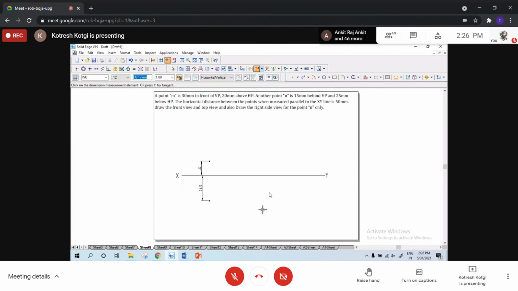You see what is this distance? How much it should be? The top view. 30 mm. 30. Now I will draw the end projector now. End projector.